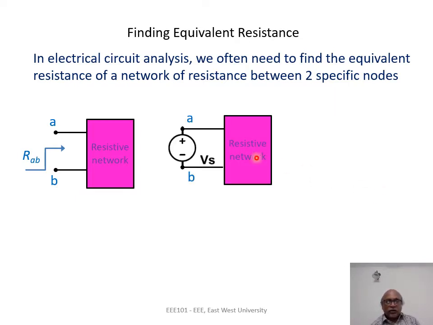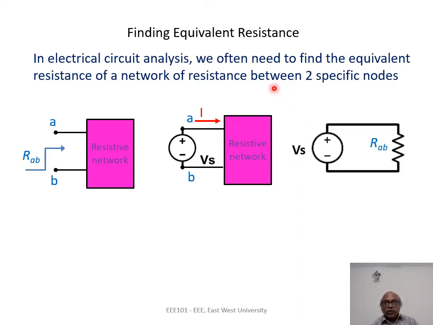If we connect this network across a voltage source with value Vs, a certain current I will flow through the network. Now, equivalent resistance RAB is that resistance which, when it replaces this resistive network, is such that the current from the voltage source I remains the same. In these two circuits, if this I and this I for the same voltage Vs remain the same, we will call RAB the equivalent resistance of this network.